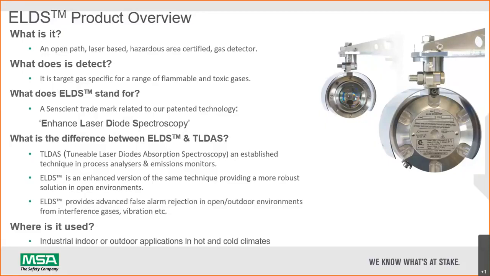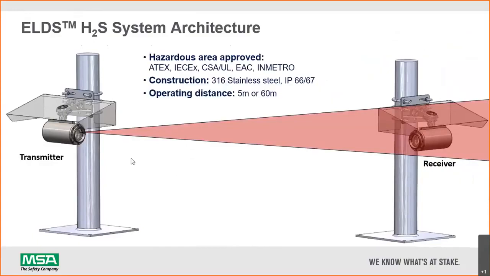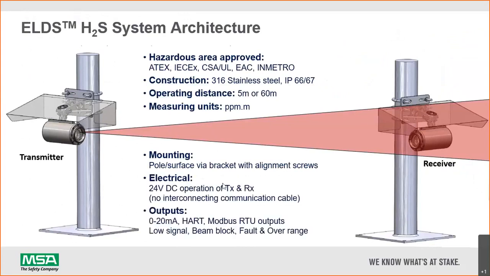It is used in industrial, indoor and outdoor applications, in hot and cold climates, for both conditions. And this is the system architecture, absolutely the same as our traditional differential open path IR, except the sensor is laser. On the specification, this also works on 24 volt DC. This also works on different operating distances and all. So absolutely, this is well known to you.